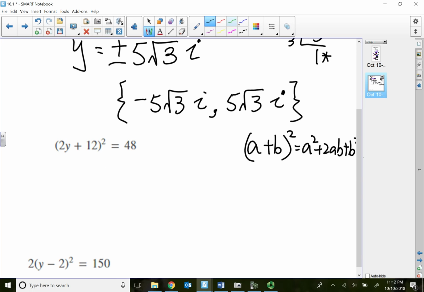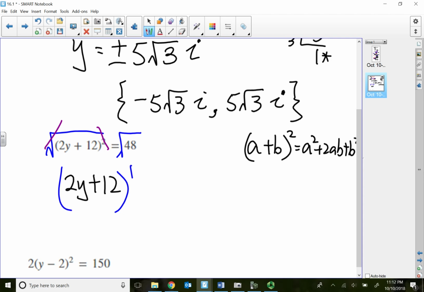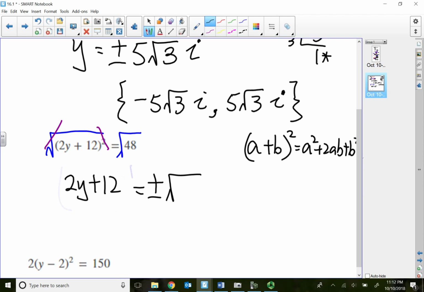While there are two terms, my square term is already by itself, so I'm just going to simply take a square root on both sides, because square and square root cancel out. That would just leave me with 2y plus 12. I'm not even going to write a parenthesis, because now the parenthesis serves no purpose, since there's no number in front of the parenthesis, and there's no exponent other than 1. So having a parenthesis to the first power is really no need. So I'm just going to write 2y plus 12 equal to positive and negative square root of 48.